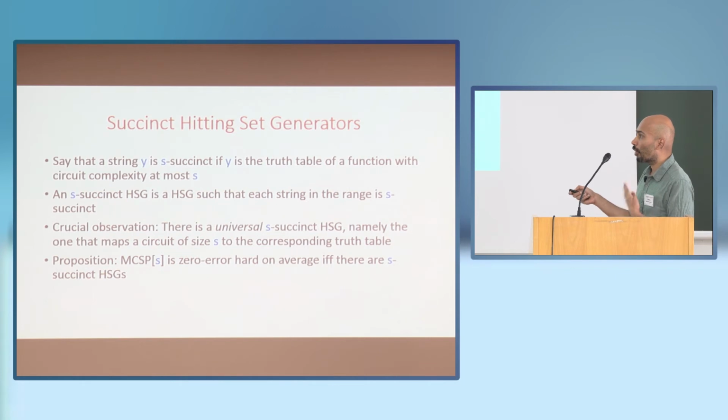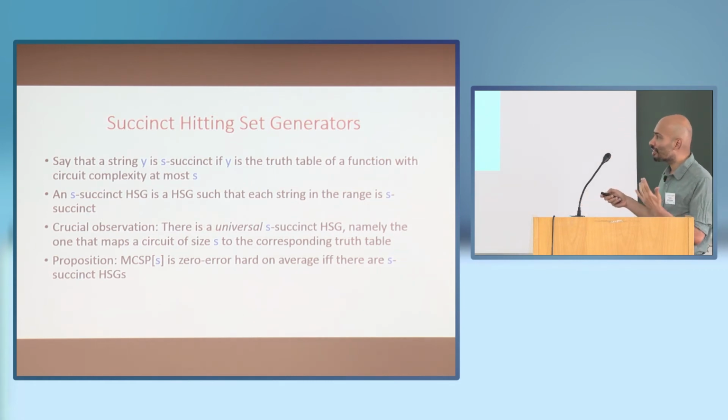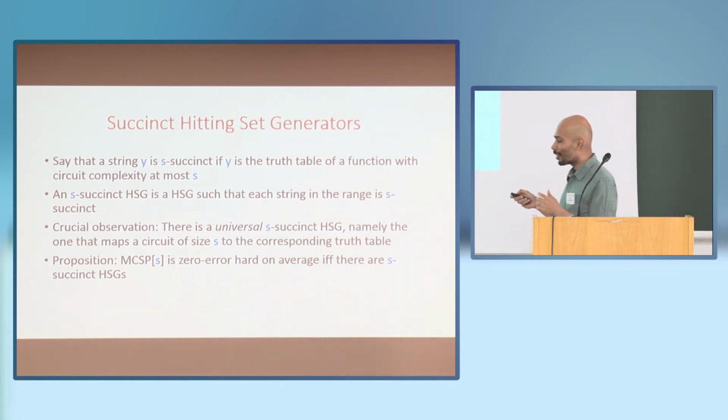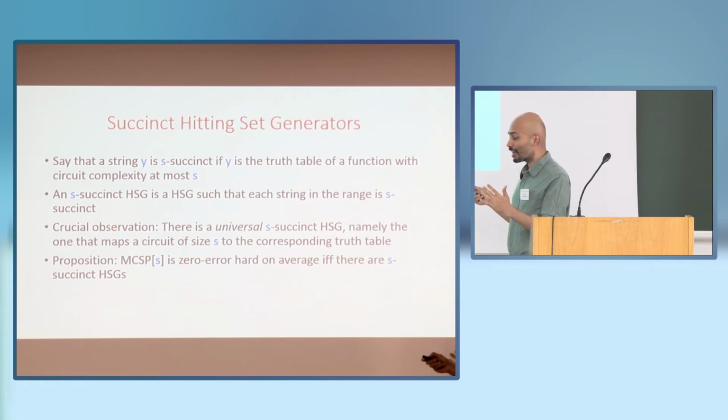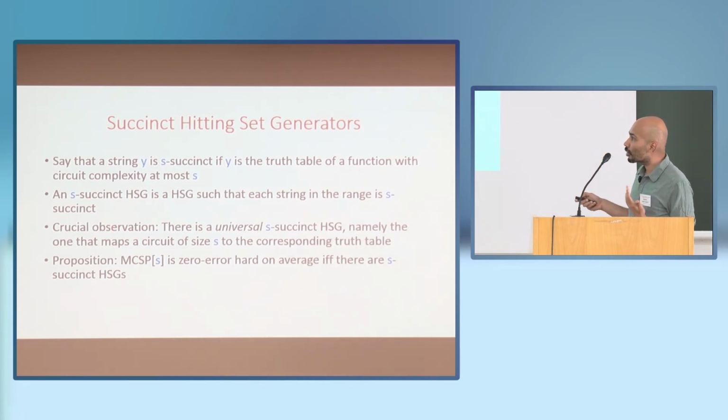And one crucial observation here is that there's a universal succinct HSG. Namely, there's a hitting set generator which is a hitting set generator if and only if there is any hitting set generator. There's a universal one, and namely, that's the one that maps a circuit of size S to the corresponding truth table.